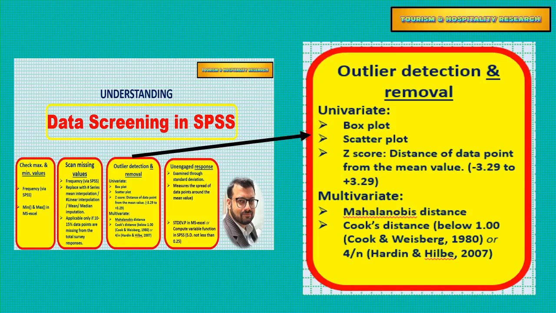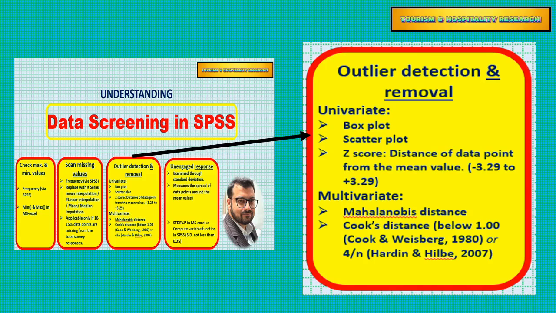Remember that the z-score is the distance of a data point from the mean value. It is the standardized score which has a mean of 0 and standard deviation of 1. So first we need to convert our observed variables into z-scores and then identify the outliers in them.